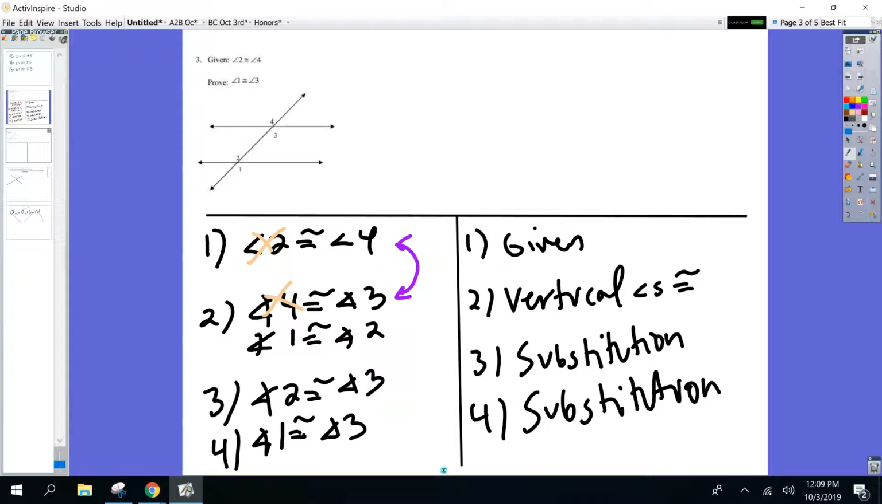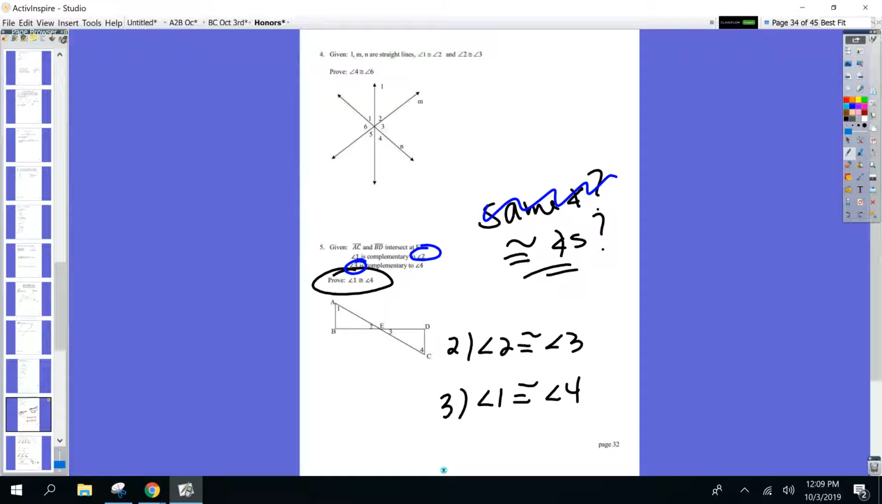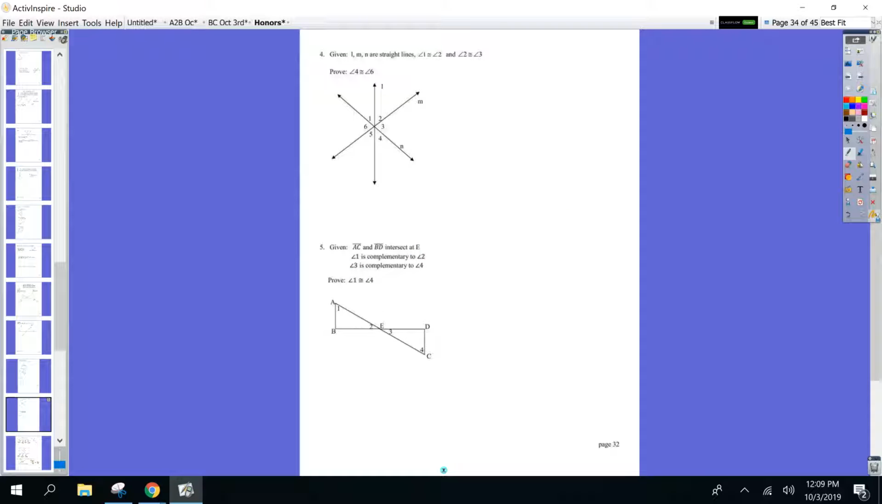Proof 5. Proof 5. What vocabulary term came up in proof 5? Complementary. Okay, so now on Monday, I'm going to give you the sheet with all the facts on it. You're down to 2. What proof is this going to be at the end? Complements of the same or complements of congruent? Let's figure out that question right now. So is it going to be same angle or congruent angle? That's what we need to figure out.